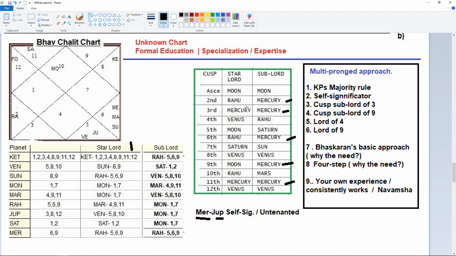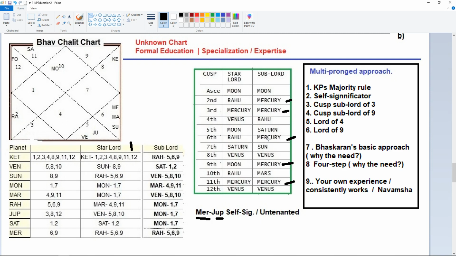It's not a normal, usual Mercury. It seems to be very strong. It is a self-significator, untenanted, and it is appearing as the star lord and the sublord in the third cusp. And it is appearing as the sublord in the ninth cusp, and also in the 11th cusp, and then in the sixth cusp. So this should catch our attention.